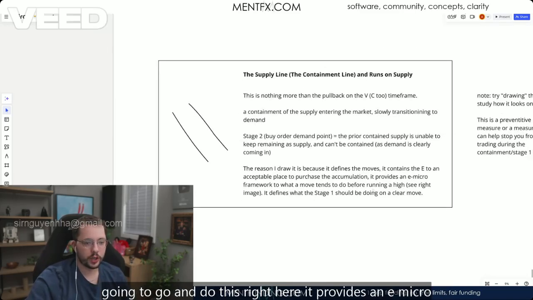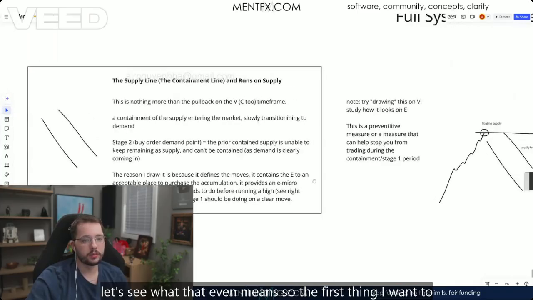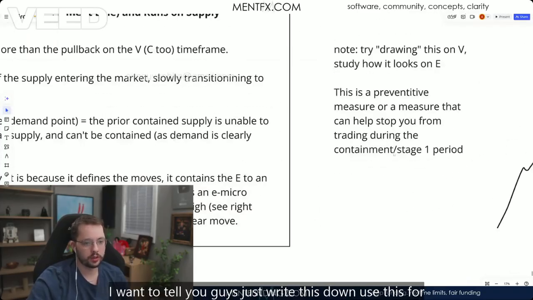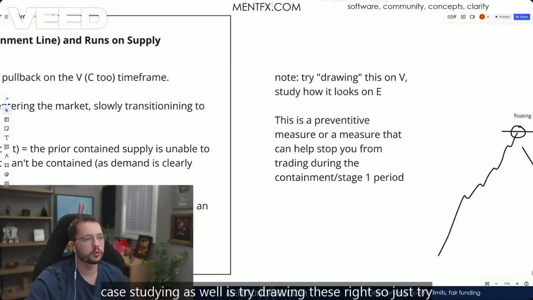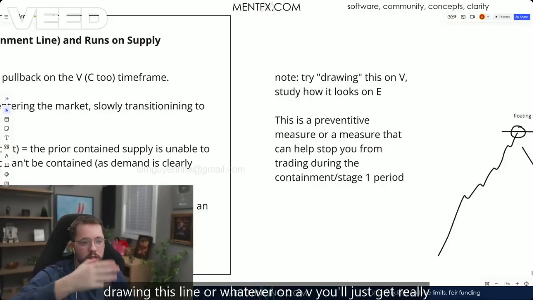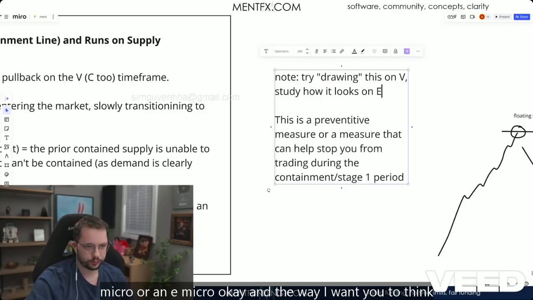So now we're going to go and do this right here. It provides a micro framework to what a move tends to do before running a high. Let's see what that even means. So the first thing I want to tell you guys, just write this down, use this for your own case studying, and we're going to do examples of case studying as well, is try drawing these, right? So just try drawing this line or whatever on a V. You'll just get really used to it and then study what it looks like on an E or an E micro.